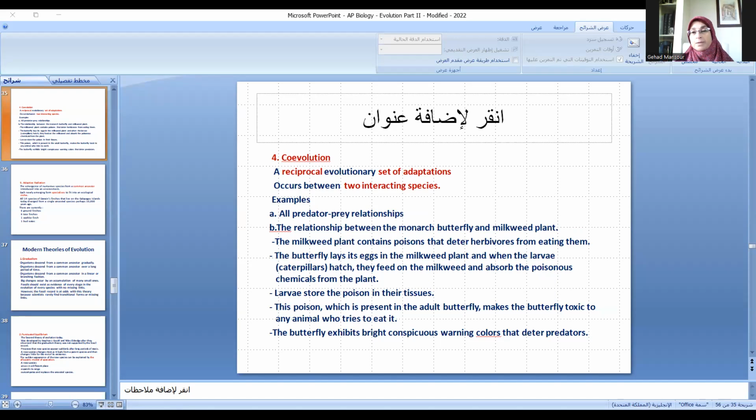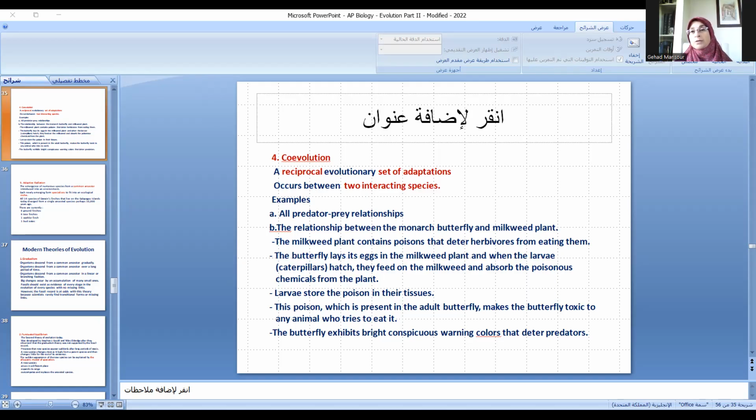The milkweed plant is a poisonous plant, as we said before, and the monarch butterfly lays its eggs on this poisonous plant. So when the larvae hatch, all they feed upon is the milkweed plant, and therefore the larvae themselves become poisonous. And when the larvae grow up, they become the adult monarch butterfly, and the adult butterfly is therefore poisonous.